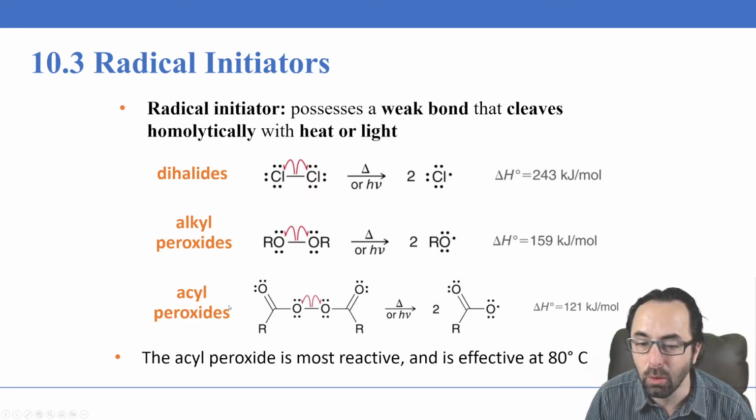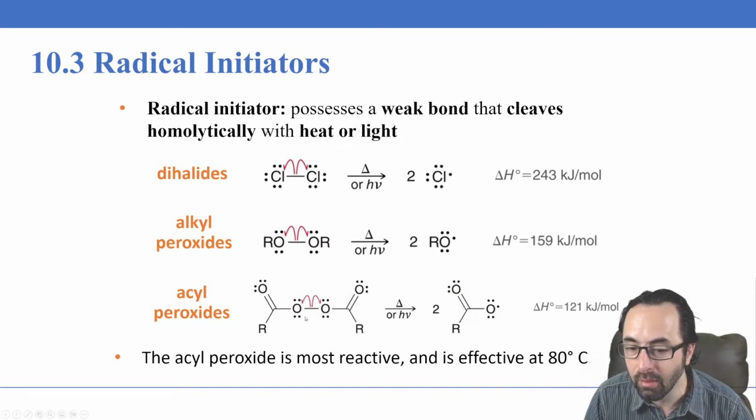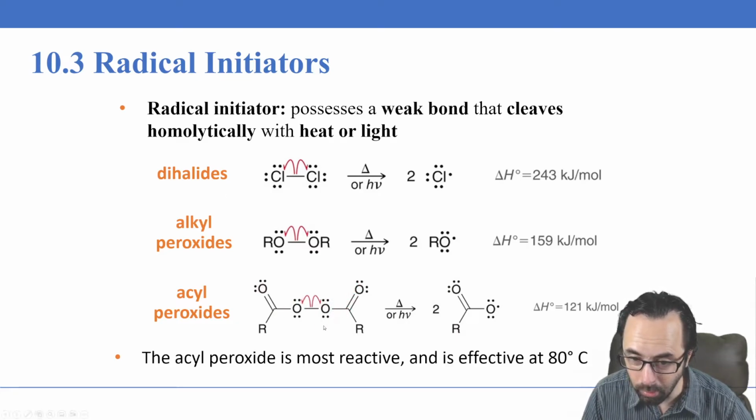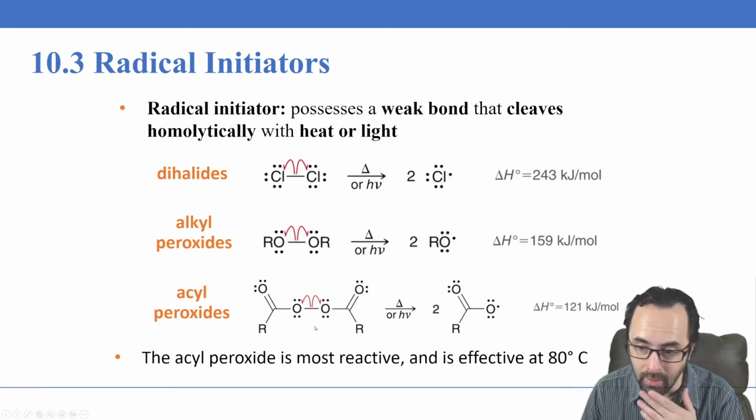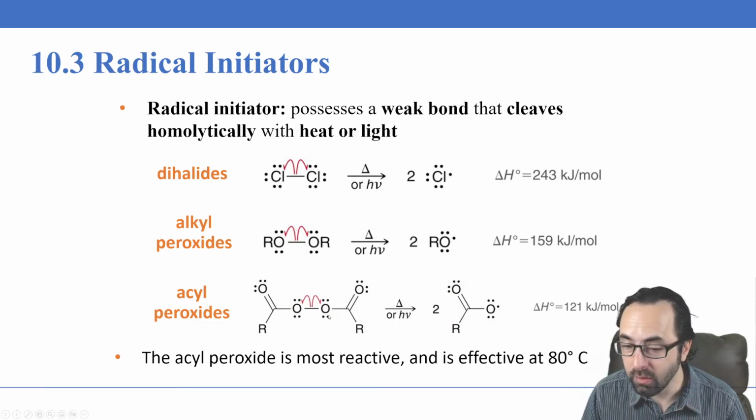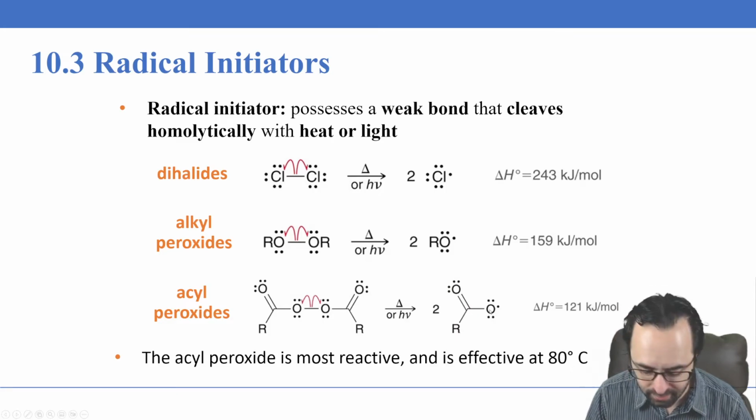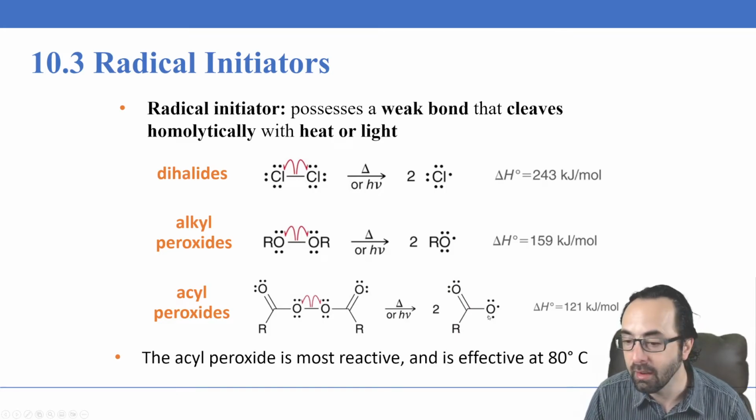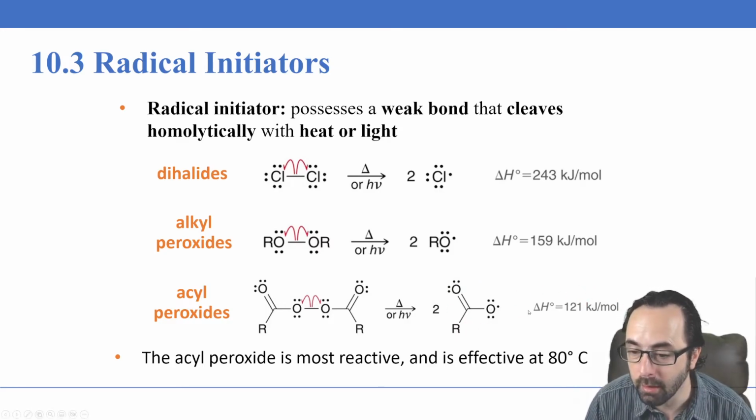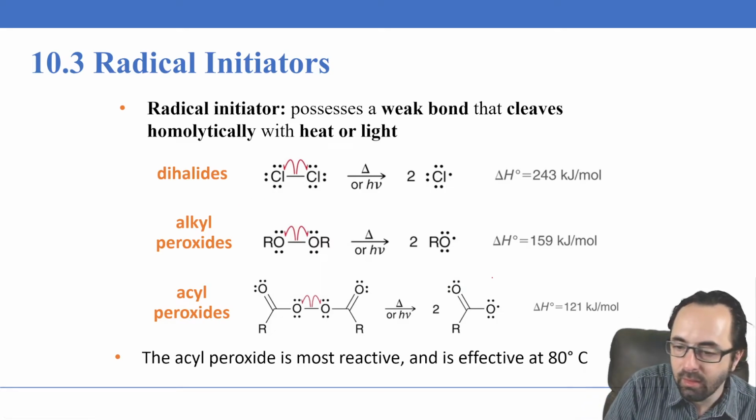Likewise, we can have so-called acyl peroxides. These are peroxides in which there's also a carbon-oxygen double bond in the same carbon that is attached to the oxygen in the peroxide bond. And the result is that these produce two stable acyl radicals. The fact that they're so stable means that it's easier to break this bond here. And so you can see the stability here.